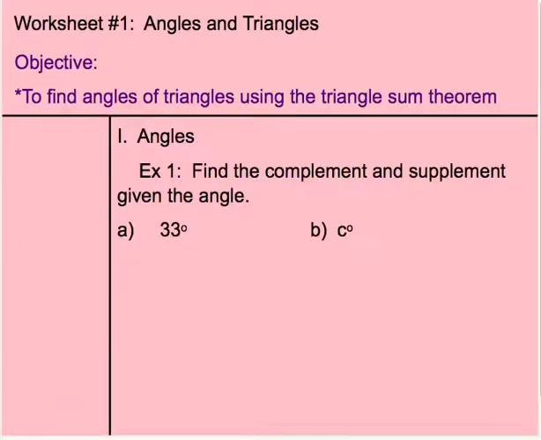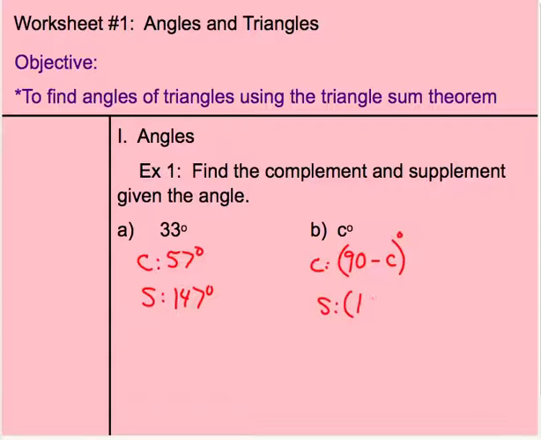going to use them. So first, we're going to be reminding ourselves of how to find complementary and supplementary angles. Reminder, complementary angles add to 90 degrees. So 90 minus 33 would give us 57 degrees. Supplementary angles add to 180. 180 minus 33 is 147 degrees. If our angle is C degrees, the complement would be 90 minus C degrees. And the supplement would be 180 minus C degrees.